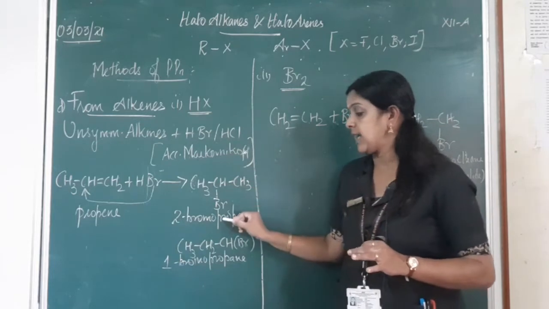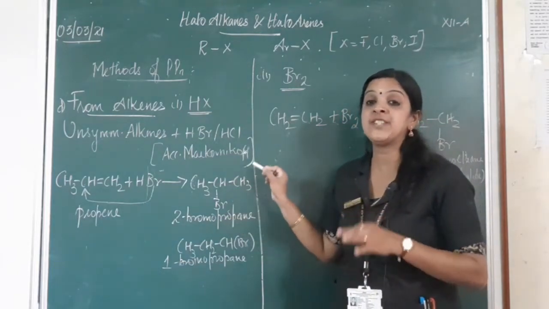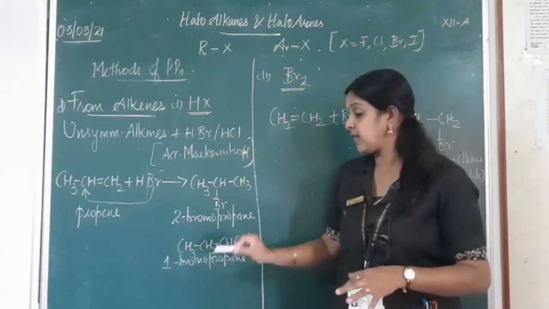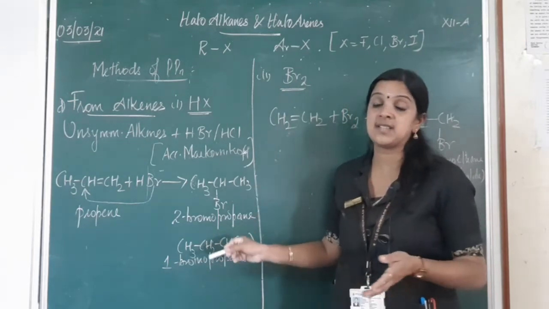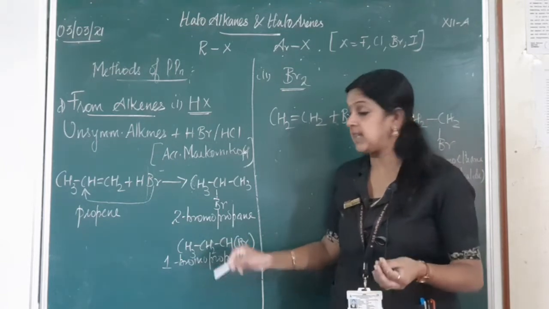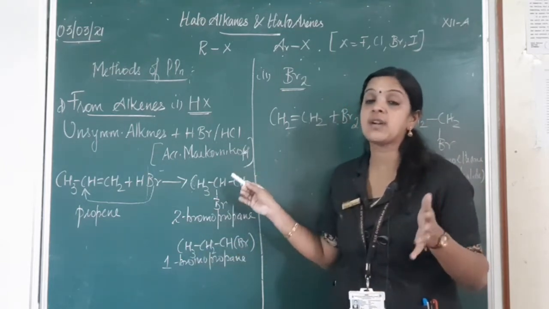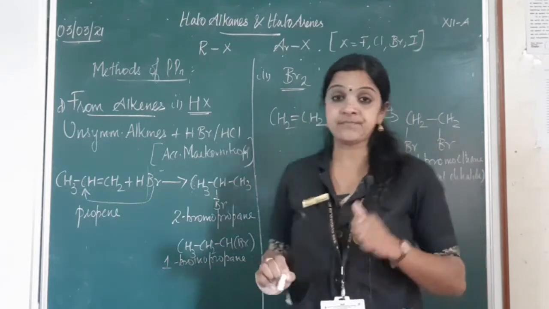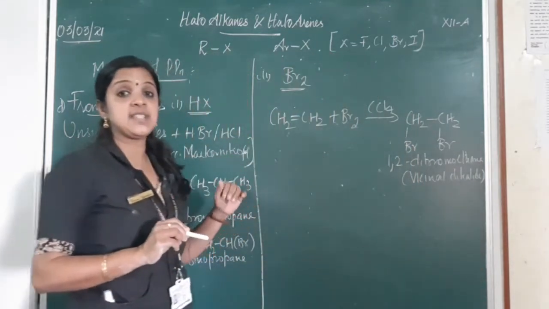So here I get 2-bromopropane as a major product and 1-bromopropane will be the minor product. In fact, you don't get this to a larger extent, maybe 18 to 20%. Now this will be of major content, up to 80%, you get your 2-bromopropane. The next reaction is addition.